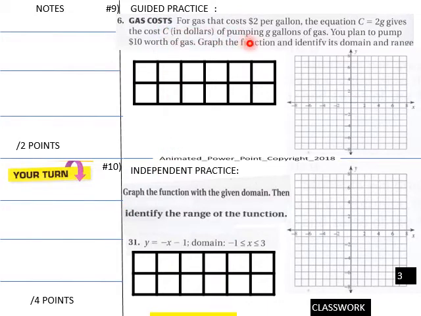Let's go into a gas cost question here. For gas that costs $2 per gallon, the equation C equals 2G gives the cost C in dollars, because it's $2 per gallon. 2 times each gallon gives us our cost. You plan to pump $10 worth of gas. Graph the function, and identify its domain and range. So this is our guided. This is your independent down here, students. Let's do it right now.